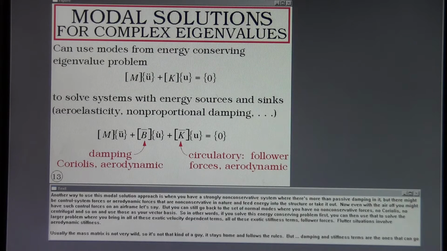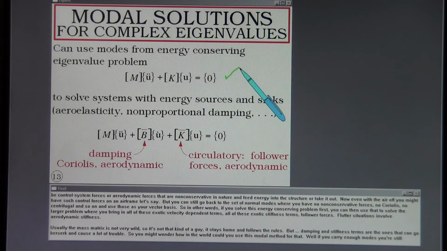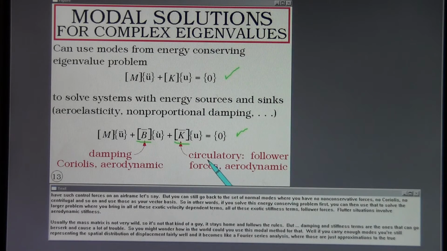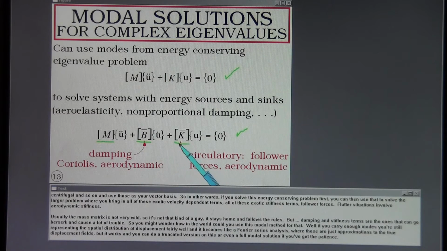So in other words, if you solve this energy conserving problem first, you can then use that to solve the larger problem where you bring in all of these exotic velocity-dependent terms, all of these exotic stiffness terms. Follower forces, flutter situations involve aerodynamic stiffness. Usually the mass matrix is not very wild. It stays home and follows the rules. But damping and stiffness terms are the ones that can go berserk and cause a lot of trouble.